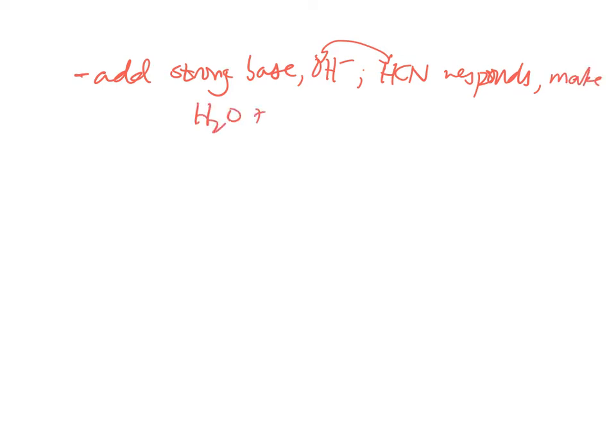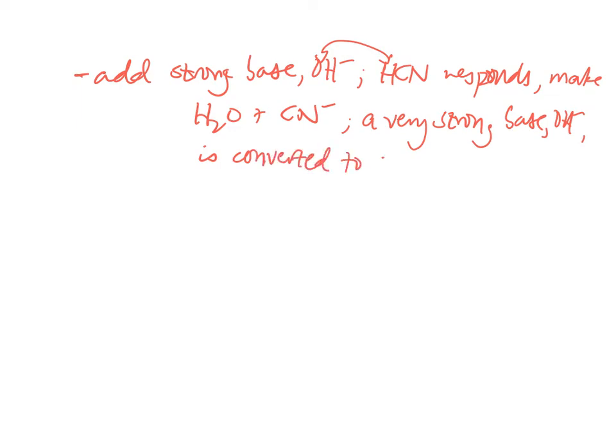H2O, and CN minus. And so again, what we've done is take a very strong base, OH minus, and convert it to a very weak one, CN minus. So a very strong base, OH minus, is converted to a very weak one, CN minus. And so again, very little change in pH because we've taken something very, very strong, OH minus, and replaced it with something very weak, CN minus.